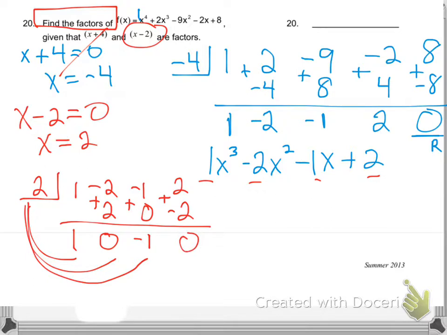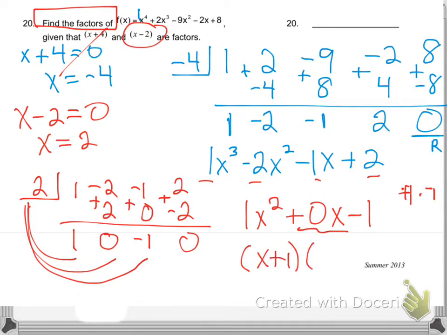Now, my last polynomial was x to the third, so my next one is going to be 1x squared plus 0x minus 1. Okay? So they want me to factor this. The only options for 1 are 1 times 1. They have to equal 0, so 1 will be positive and 1 will be negative. So I get x plus 1 and x minus 1.